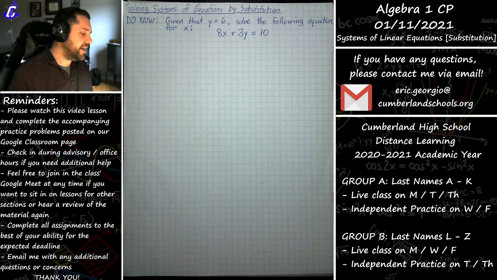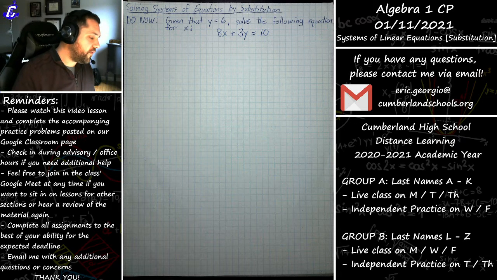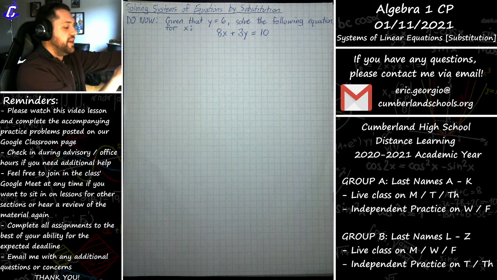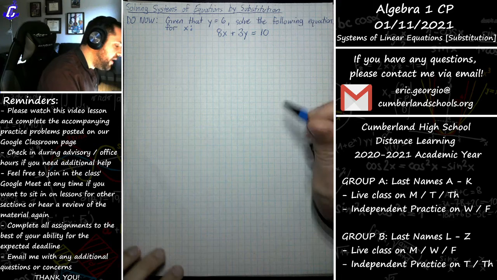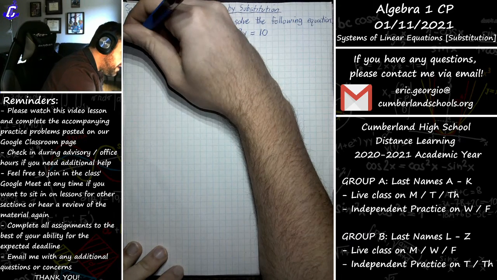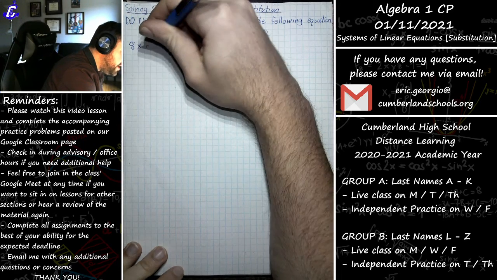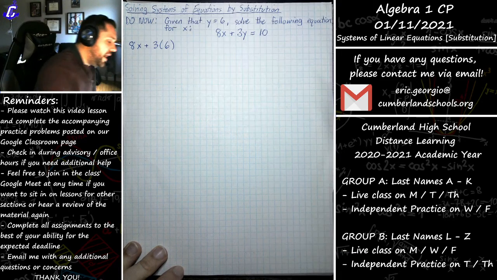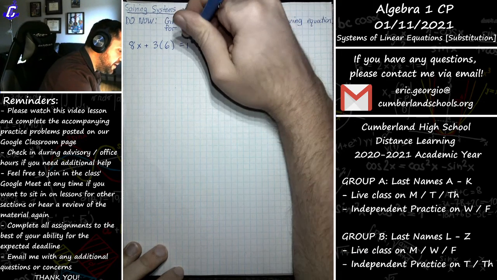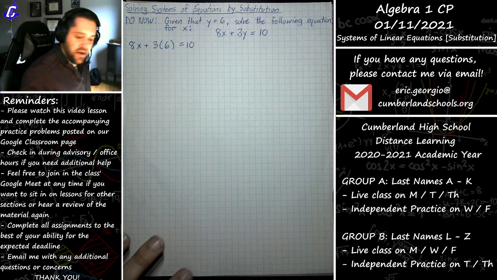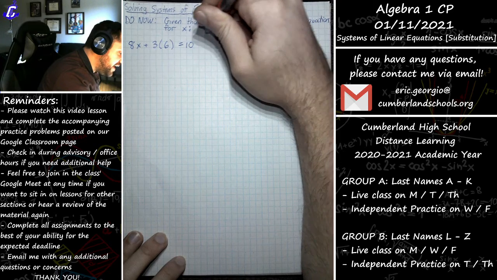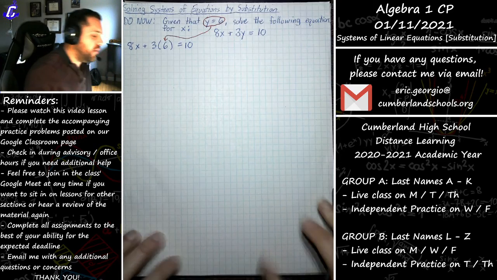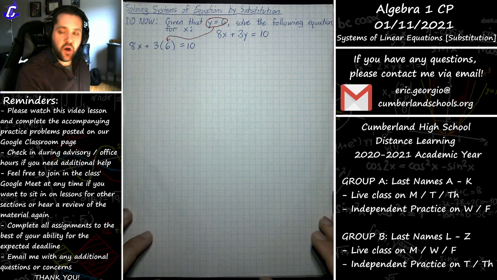All right, by now I assume that you've tried it on your own. Hopefully you can solve this equation for x, but if not, I'll show you how to do it. Since we're given that y is equal to 6, we can take that value for y and just plug it into our equation. That would tell us here that 8x plus 3 times 6, we can just replace y with 6, is equal to 10. And that act of taking this value for y that was given and replacing it for y in the equation is what substitution is all about.